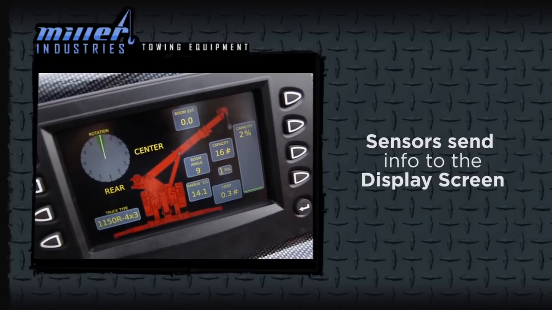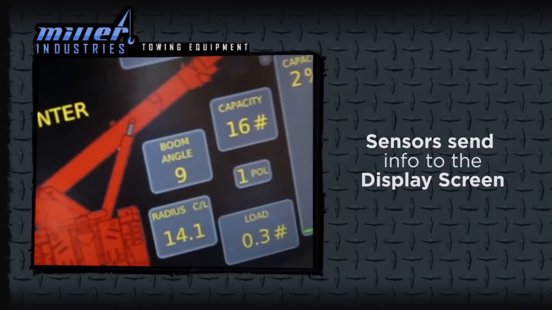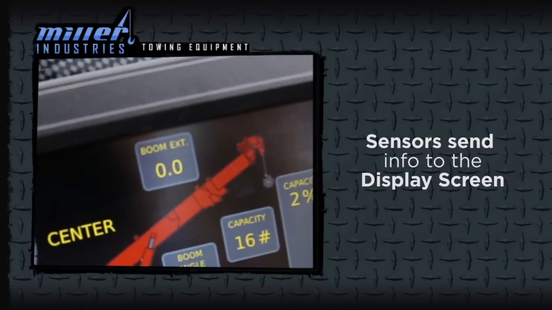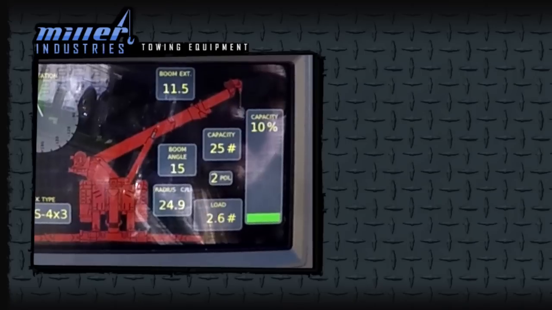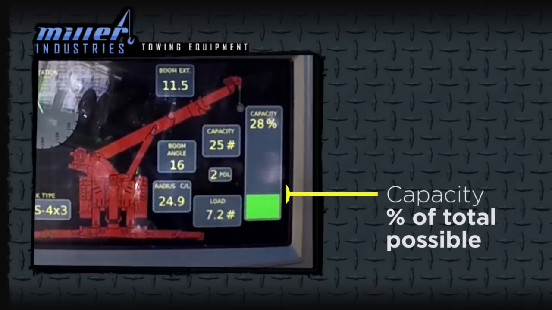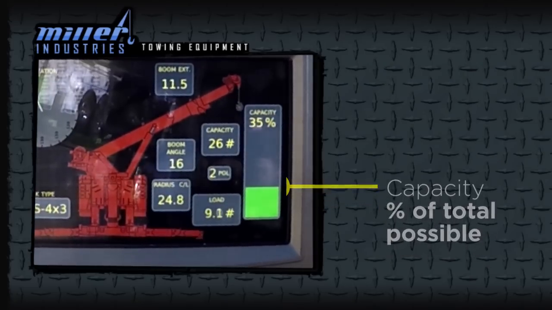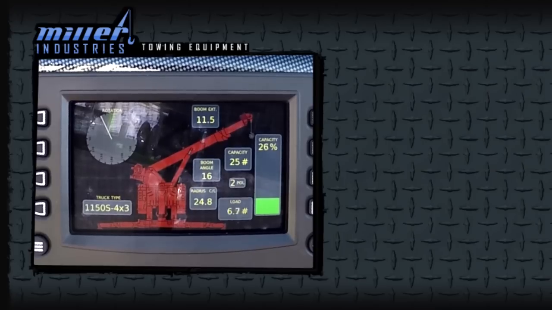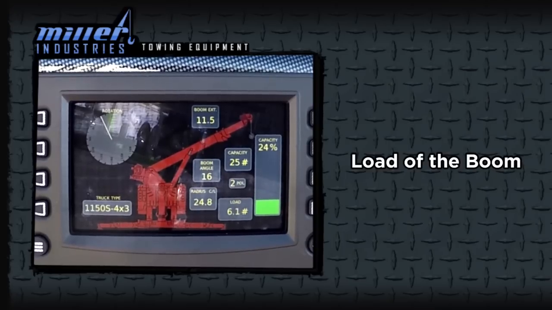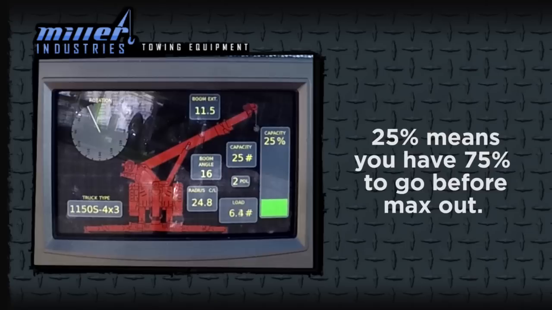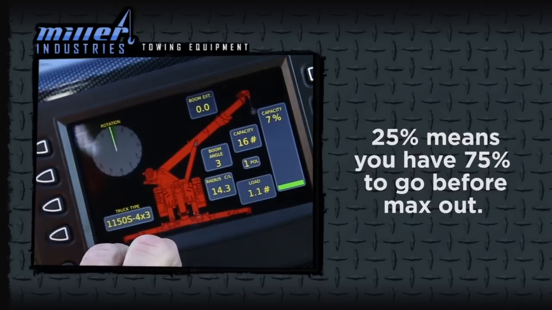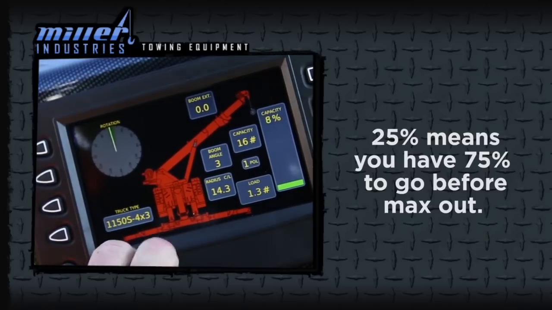The sensors of the unit read boom angle, boom extension, and rotation, and instantaneously calculate the capacity of the recovery boom in that particular location. Then the sensors of the lift cylinders calculate the load on the boom and show the value along with the percentage of the available capacity. Eight units of information in a bar graph are displayed.